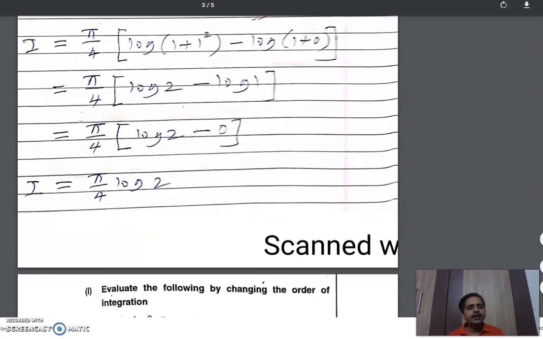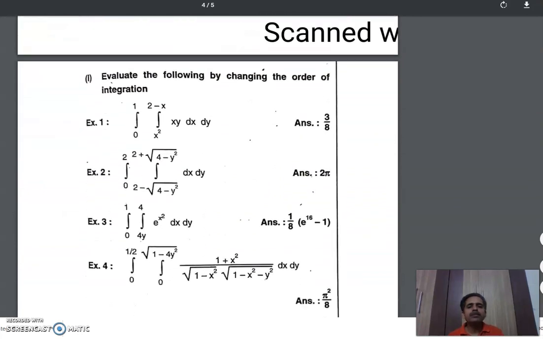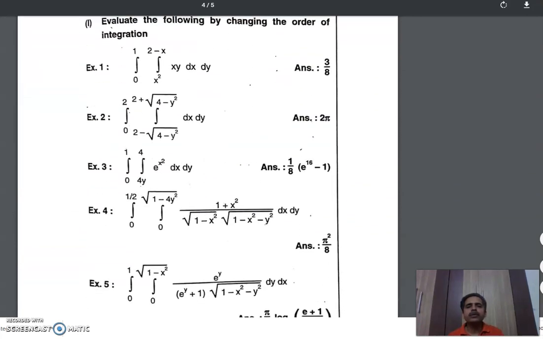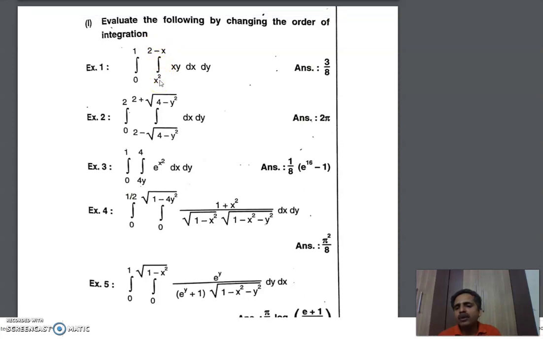And after understanding this example, you must practice on these examples. Evaluate the following integral by changing the order of integration. You can see that in the first problem there is integration with respect to y first. Now we have to change the order, meaning we have to integrate with respect to x first. So from the limits, obtain the region of integration, and then you change the order.